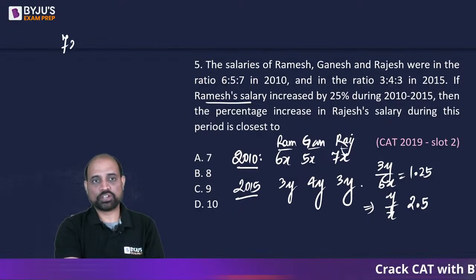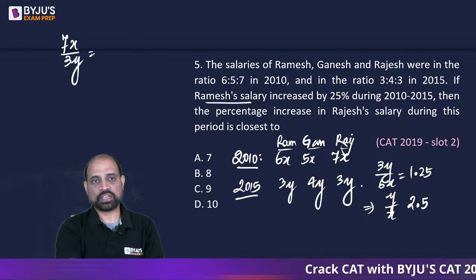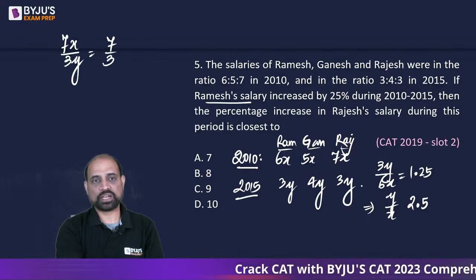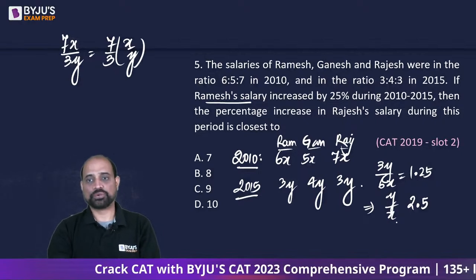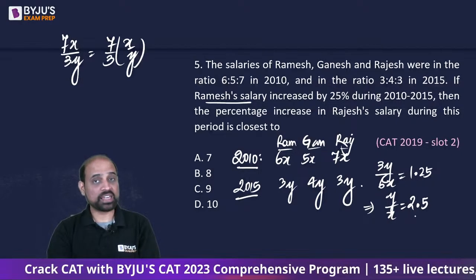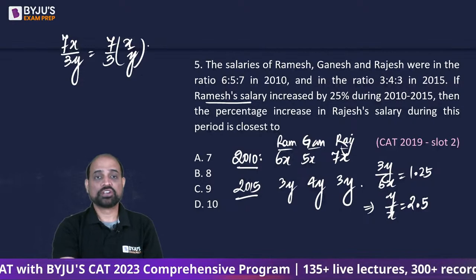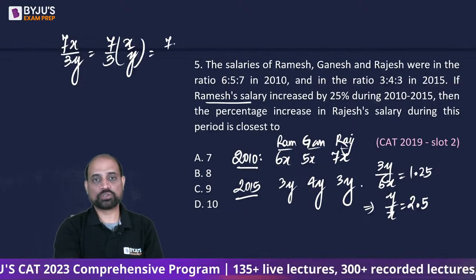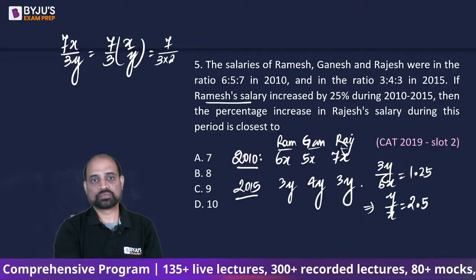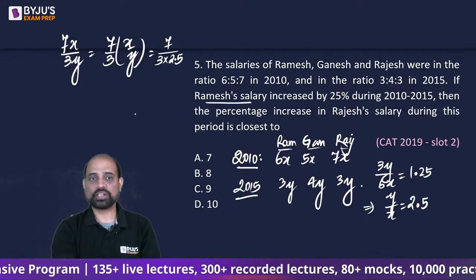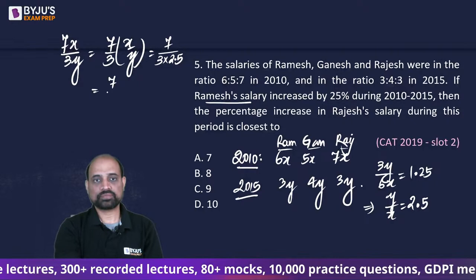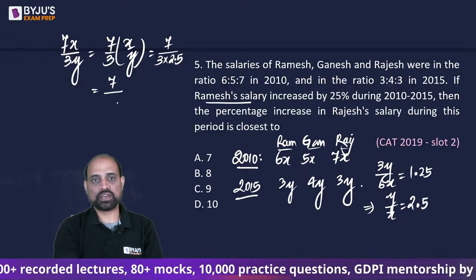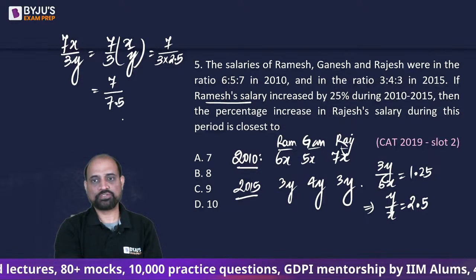So Rajesh's salary is going to be closest to... we need to find out what is 7x upon 3y. In other words, what is 7 by 3 times x by y. Now, if you do remember that y by x is 2.5, so x by y is going to be 2.5 in the denominator. So this turns out to be 7 by 7.5.